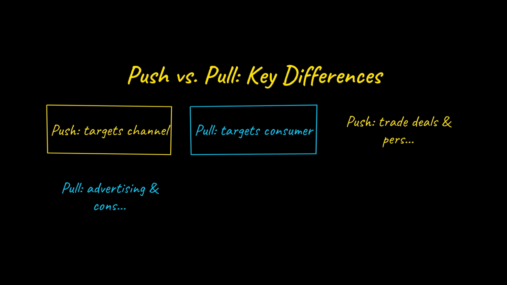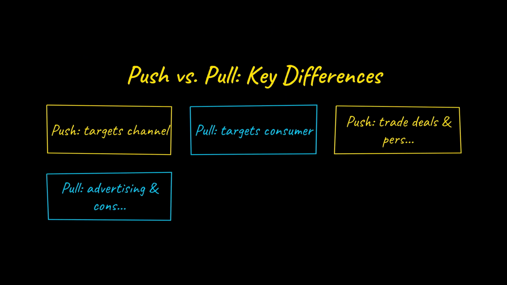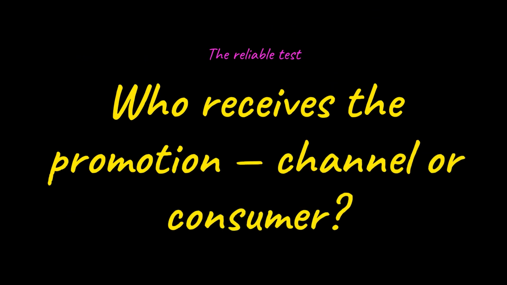Push efforts use trade deals and personal selling aimed at wholesalers and retailers. Pull efforts use advertising and consumer promotions aimed at final buyers. On an exam, look for signal words. Trade incentives and retailer deals signal a push. Consumer advertising that drives shoppers to ask for the product signals a pull. Many real campaigns blend both, but questions typically describe one dominant direction. When you see a promotion scenario, ask one question: is the company selling to the channel or creating demand among final buyers? That single test will tell you whether it's a push, a pull, or both.